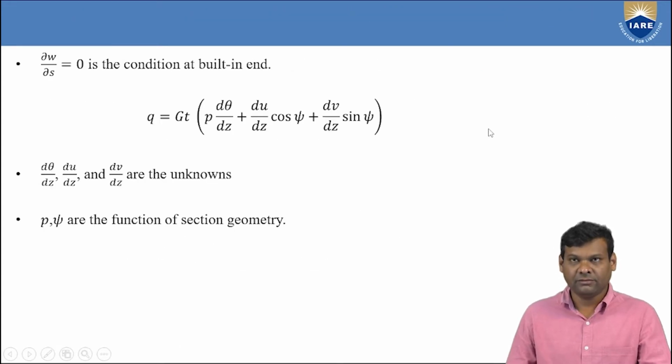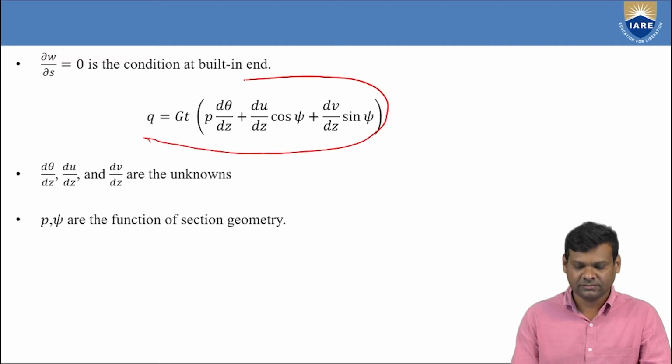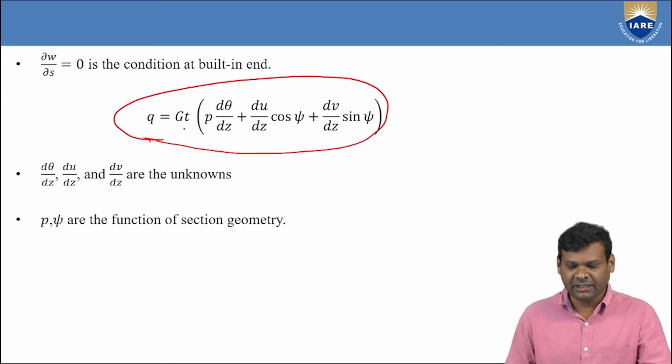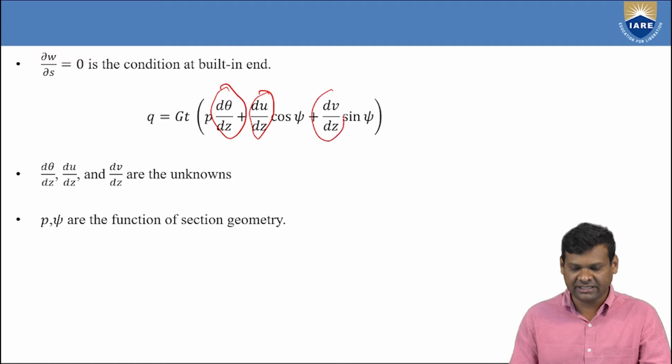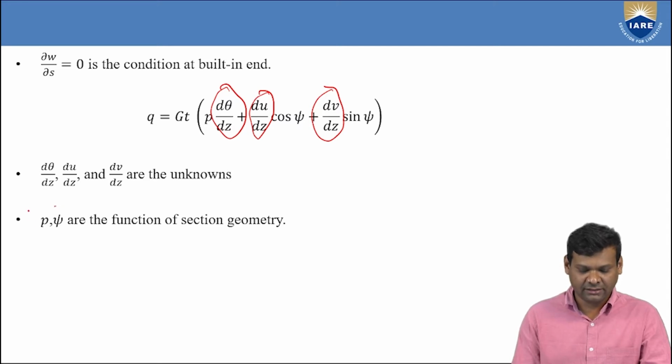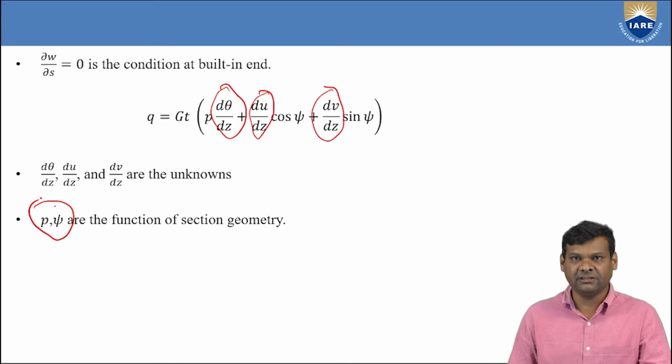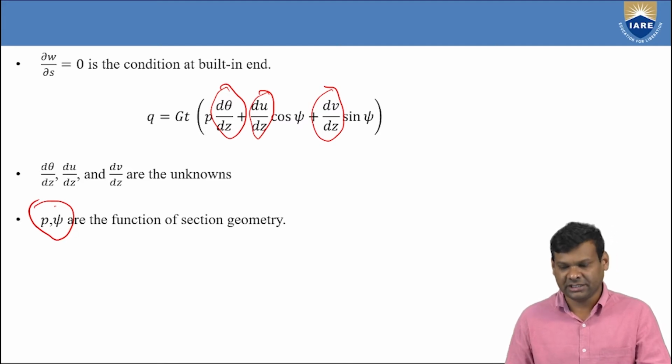Now our formula reduces to Q equal to Gt P d theta by dz plus du by dz cos phi plus dv by dz sin phi. And here what you need to know is that these terms, d theta by dz, du by dz and dv by dz, are the unknowns which we need to determine for a given cross section. And moreover, this p and phi are the variables which depend upon the geometry.